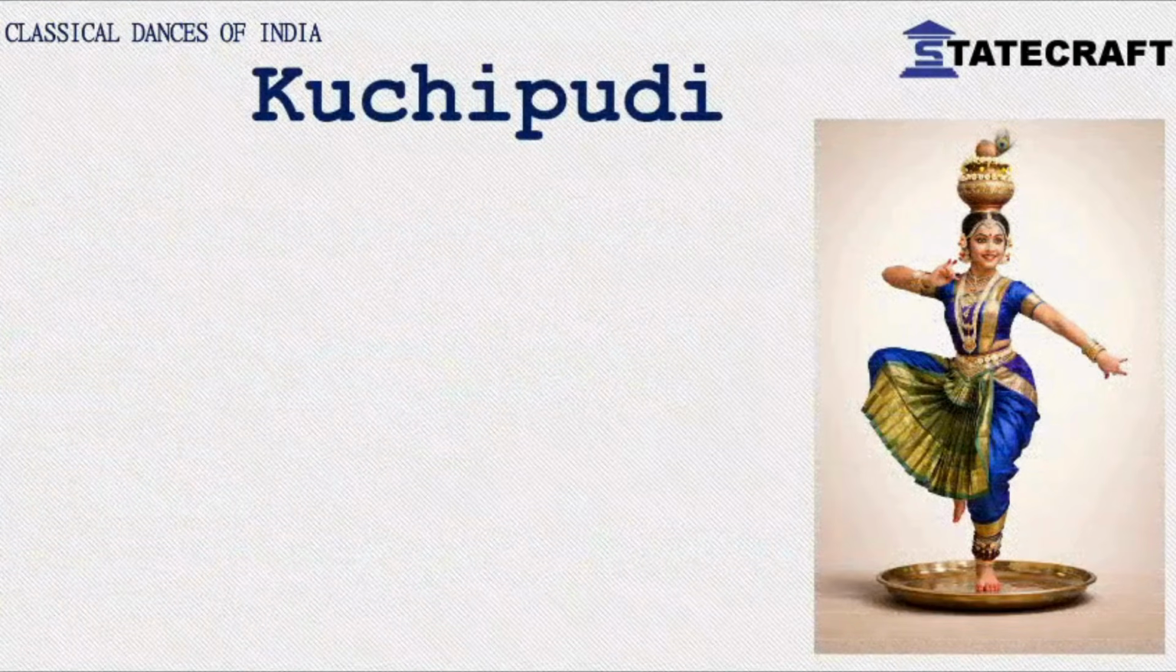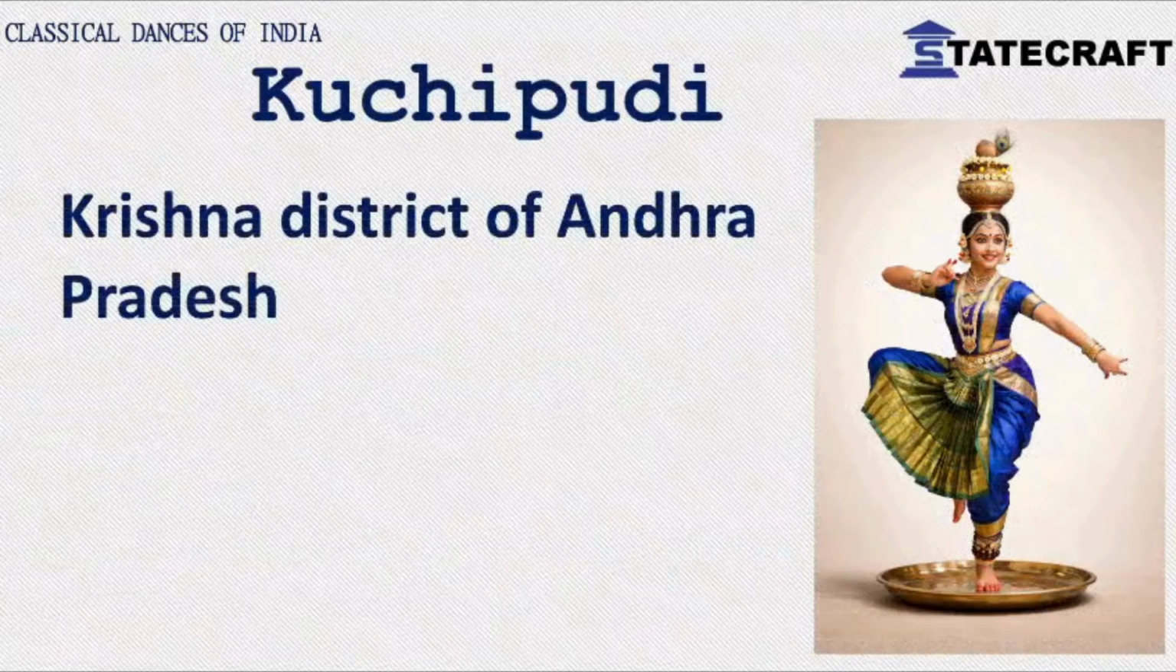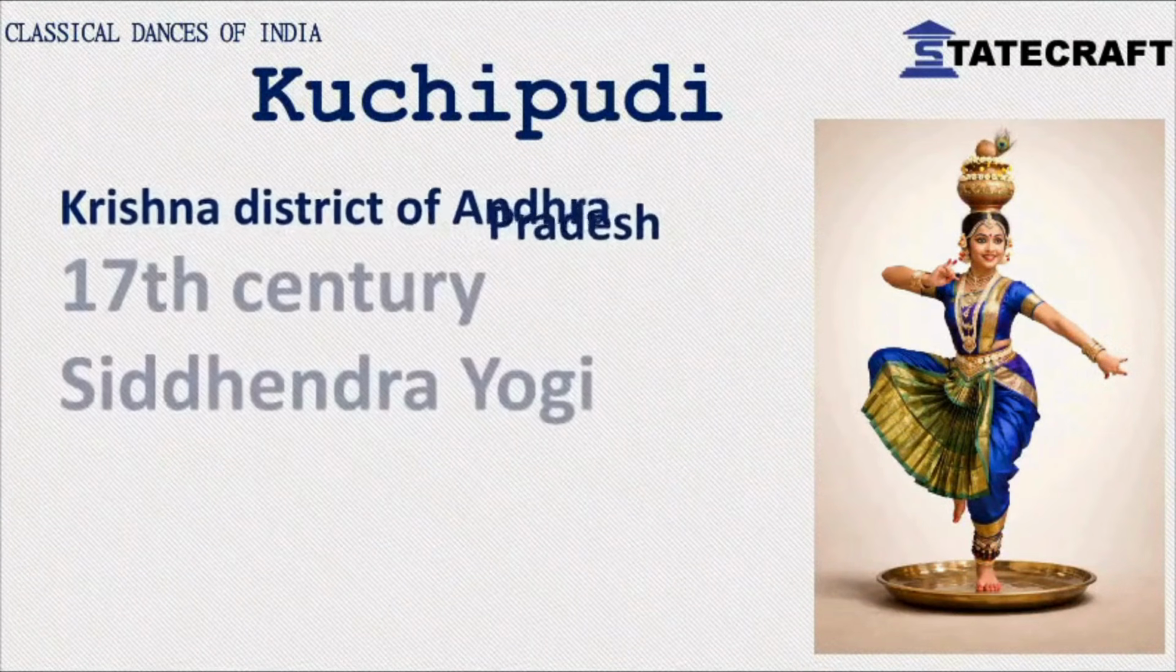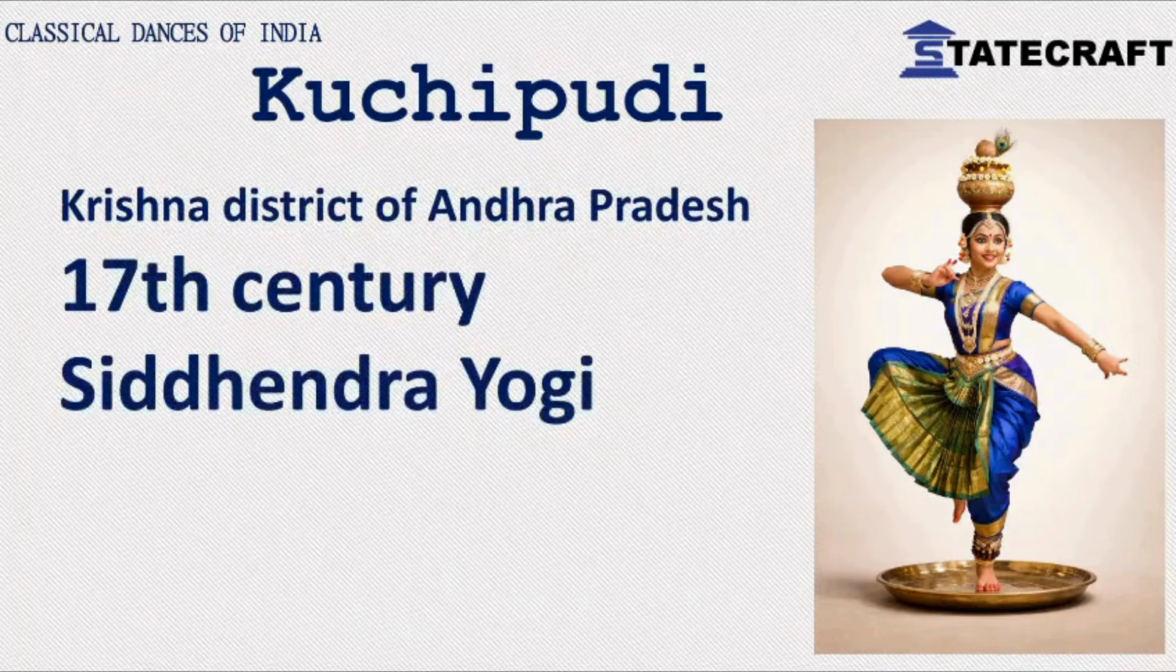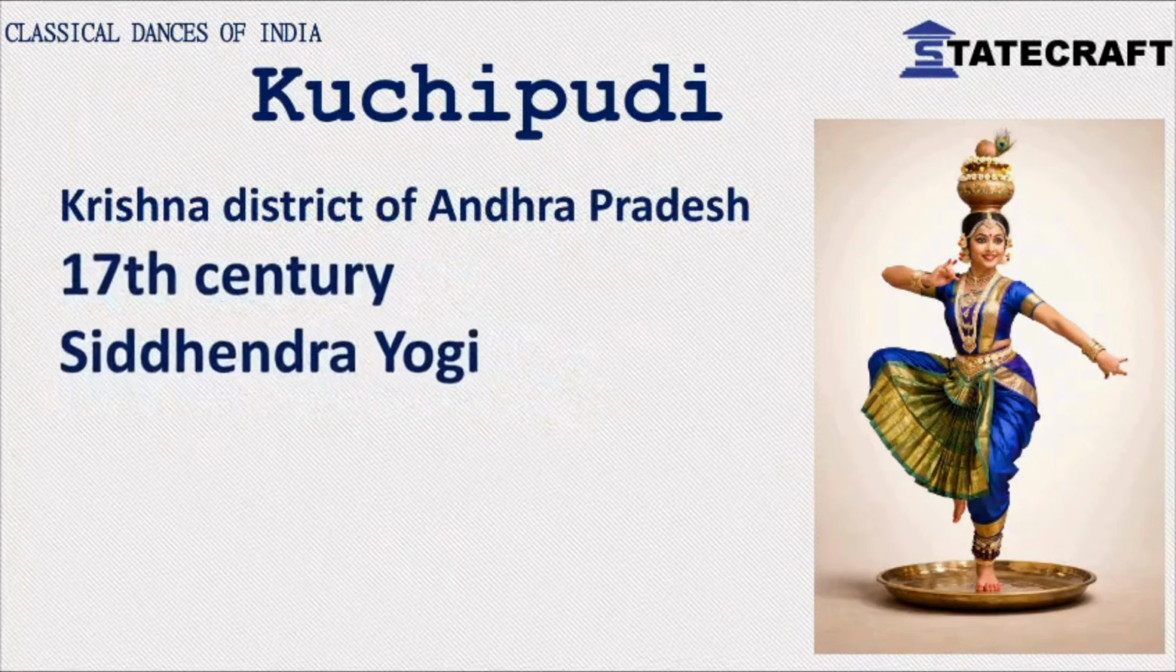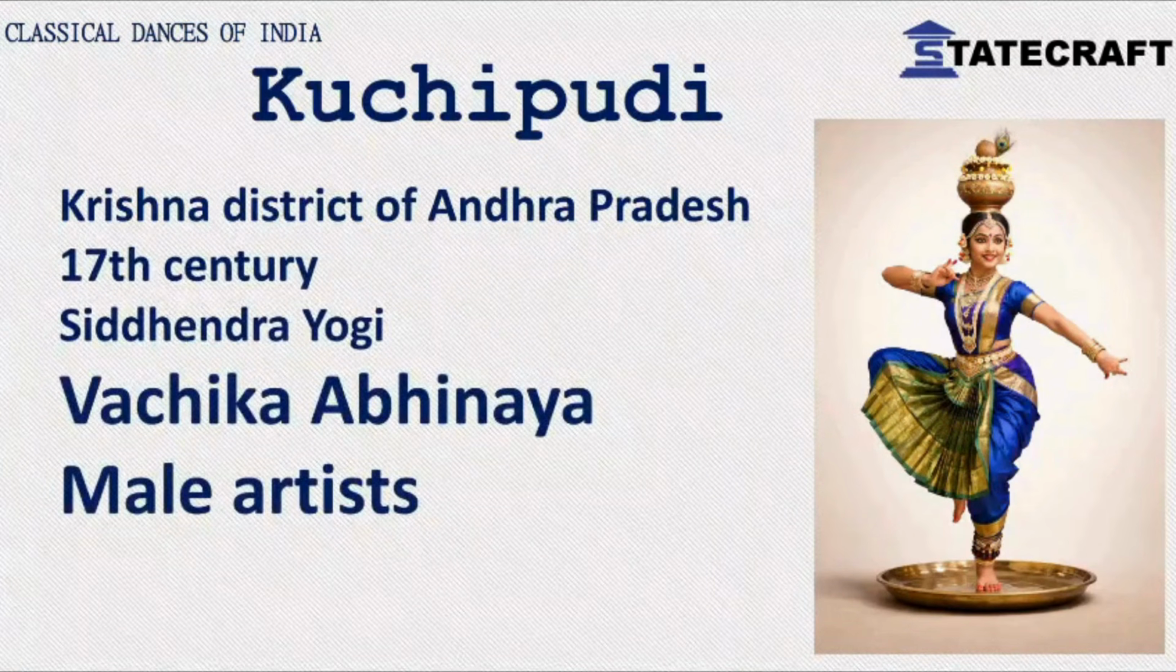The name Kuchipudi is derived from the village Kuchipudi, which is in Krishna district of Andhra Pradesh, where a strong dance drama tradition developed. In the 17th century, the Kuchipudi style was systemized by Siddhendra Yogi. Kuchipudi is known for its integration of Vachika Abhinaya, that is, spoken dialogue along with the expressive dance. It is usually performed by male dancers.